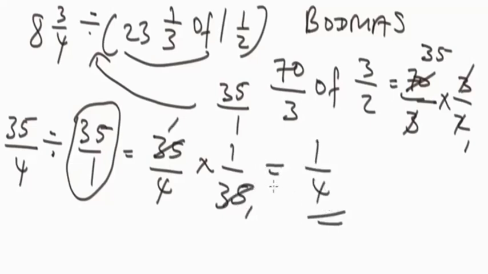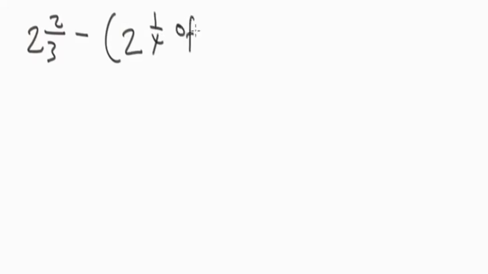And let's solve another problem. I want you to understand this BODMAS very well. So this time we are given 2 over 3 minus, in brackets, 2 whole number 1 over 4 of 4 over 5. And we have to simplify this fraction. We are going to apply BODMAS.